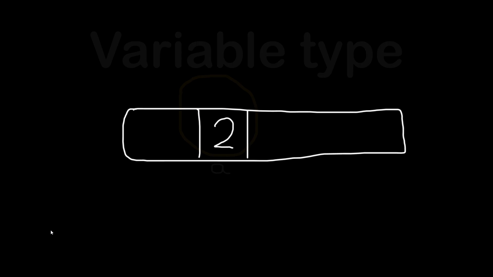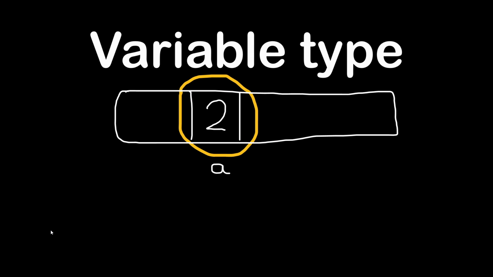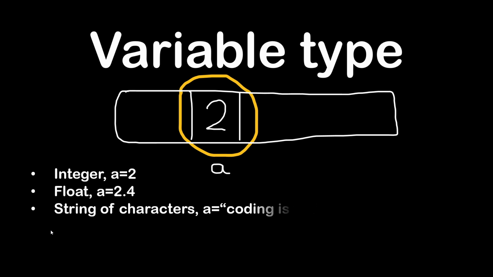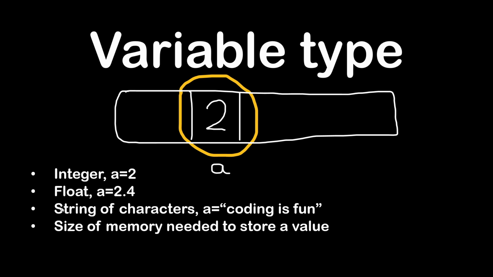So in Python, numerical variables can be of different types depending on the value they contain. For example, if a is equal to 2, then it's an integer. If a is equal to 2.4, then it's a float. And if it's equal to, for example, a certain sentence or a word, it's a string of characters. And this is a different type also. It's non-numerical type.